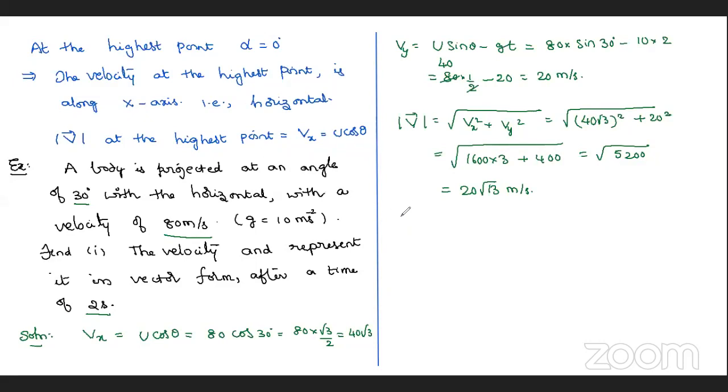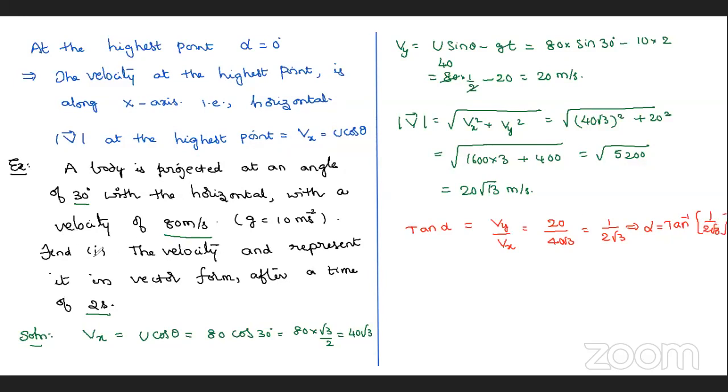And alpha, tan alpha. Okay, right. Tan alpha is Vy by Vx. Vy is 20, Vx is 40 root 3. So 1 by 2 root 3. Yes, correct, 100%. That implies alpha is equal to tan inverse 1 by 2 root 3. Even this is also correct.